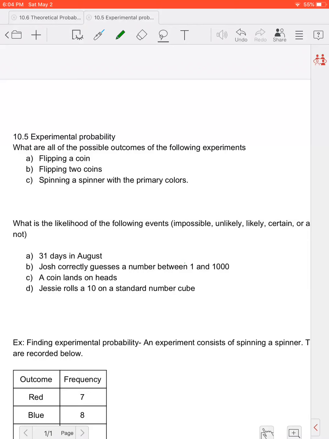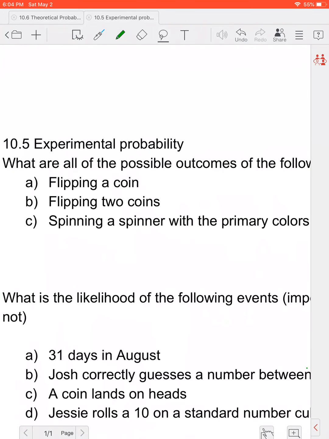We're going to talk about 10.5, which is experimental probability. So when we think about the word experiment, remember that means we're doing something and seeing what the outcome is, what will happen. So the first thing we need to do is think about what are all the possible outcomes for an experiment. So if I'm flipping a coin, what are all the possible outcomes? Well, I could have a head or I could have a tail, which we'll shorten to H and T.